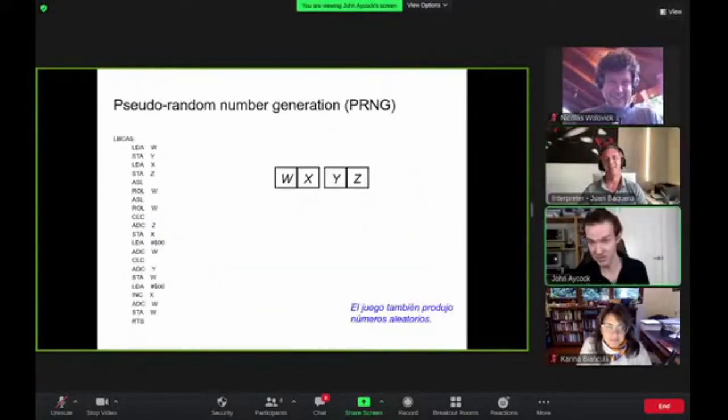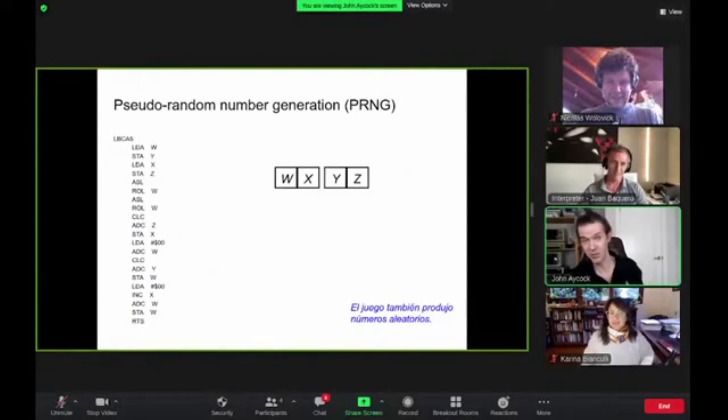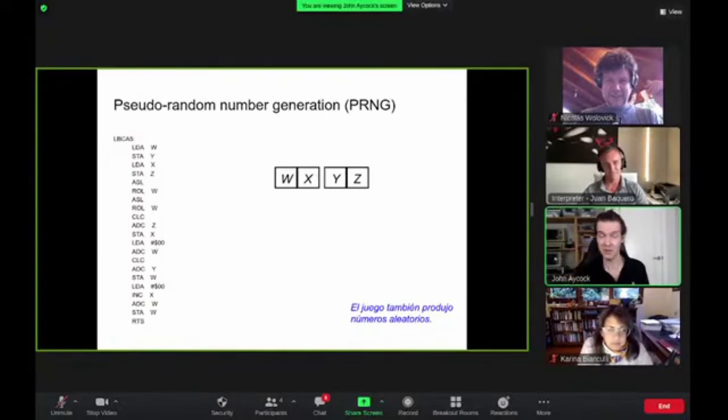In addition to the maze, Entombed had a pseudo-random number generator. I've simplified it here to make it more readable, but the code's basically manipulating two 16-bit values, WX and YZ.